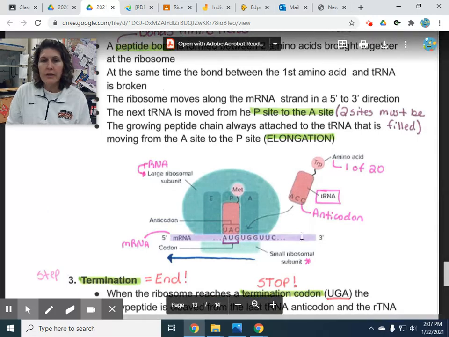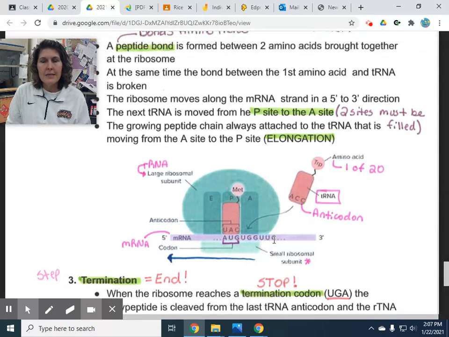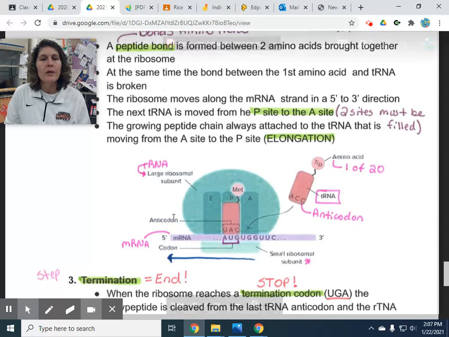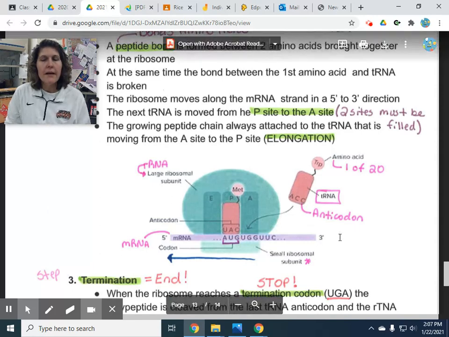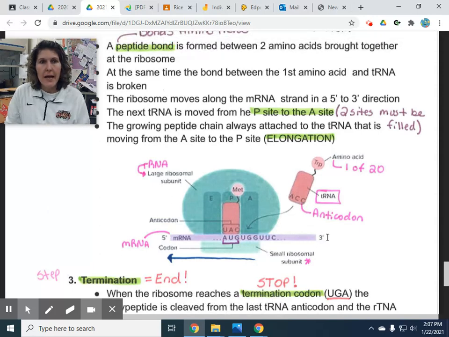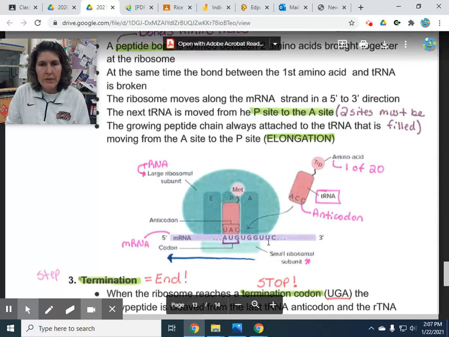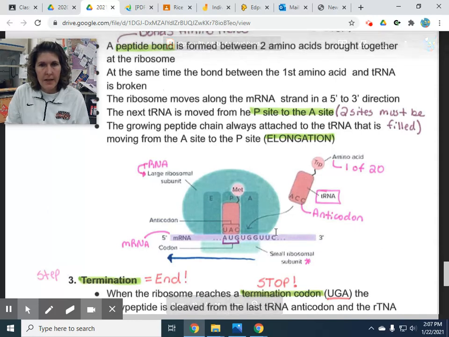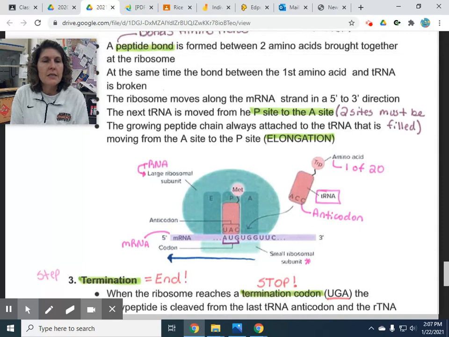In comes another transfer RNA. U goes with A, U goes with A, C goes with G. I attach another peptide bond, I join another amino acid. That is called elongation. Eventually, as I keep going through and adding more and more of these amino acids with tRNA, I'm going to reach something called a stop codon. And that leads us to our third step, which is called termination.